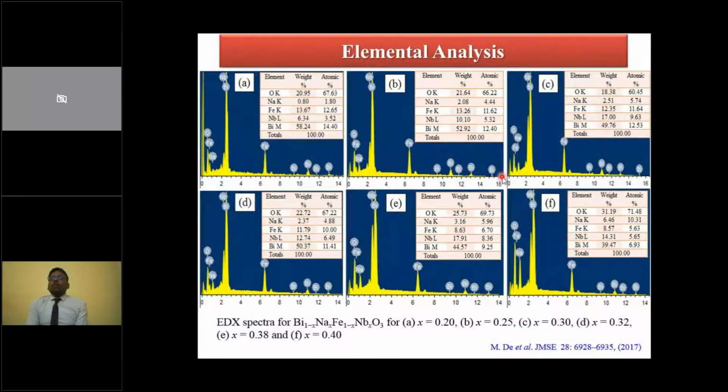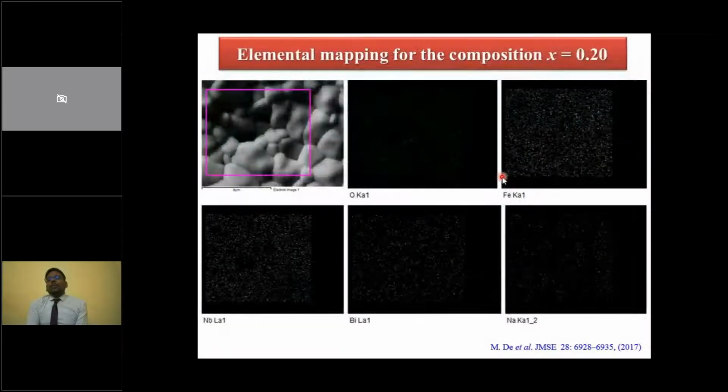And this is one of my compositions. I took the elemental mapping for that, for x equal to 0.20. In all the samples, oxygen, Fe, bismuth and sodium are all well present, and all are distributed over the surface we are scanning. This data was published in the Journal of Materials Science: Materials in Electronics in 2017.